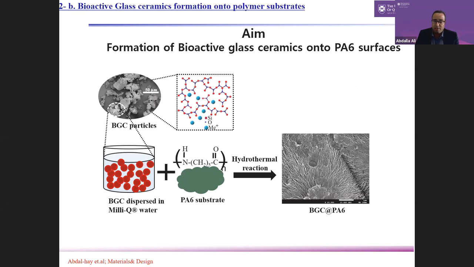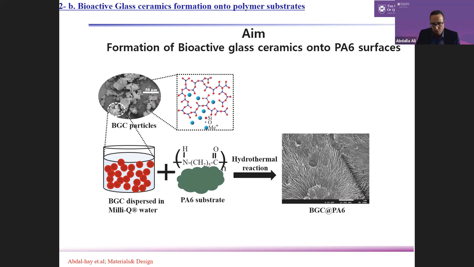Using the same technique, because most studies tried to use bioactive glass ceramics as a sol-gel, once bioactive glass ceramic is encapsulated within the polymeric scaffold, it's isolated from the surrounding environment and it can lose its function, like accelerating early bone formation.